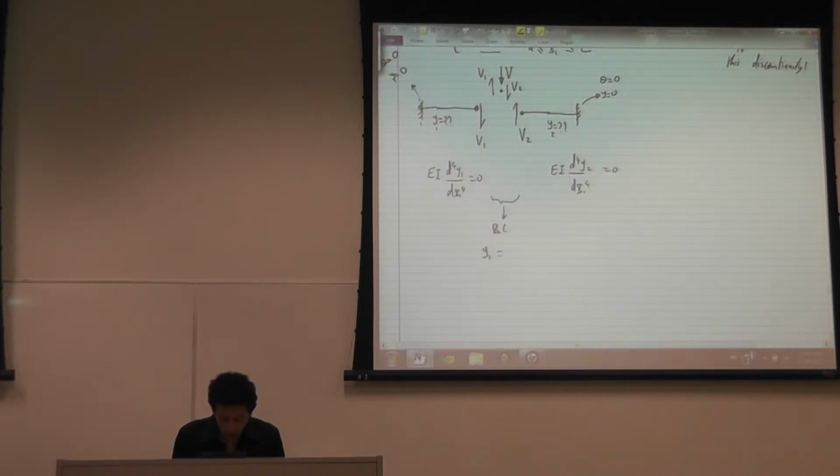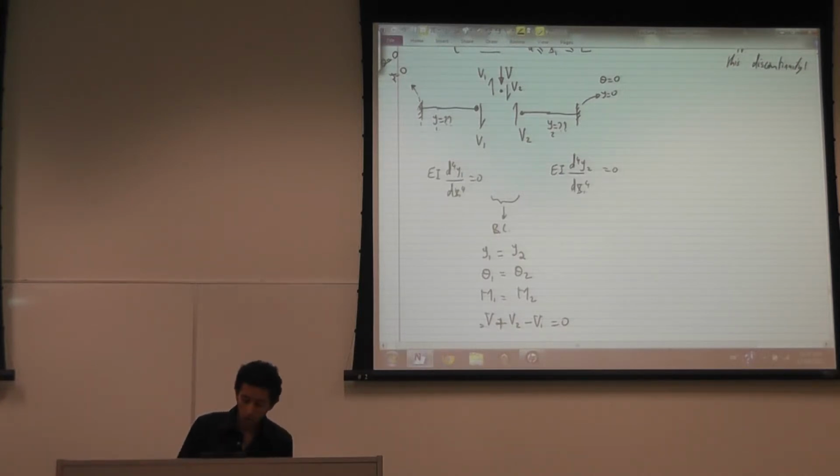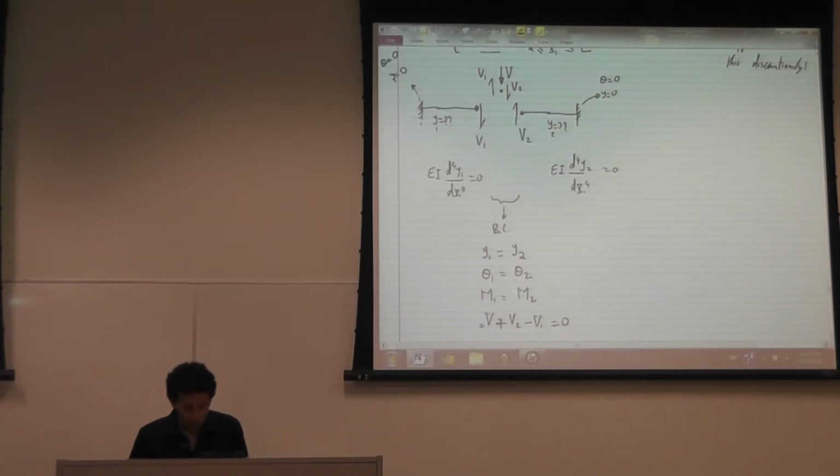The displacement on the left is equal to the displacement on the right. The beam is continuous. The rotation on the left is equal to the rotation on the right. The moment on the left is equal to the moment on the right. And the shear, plus the given shear, plus V2 minus V1 equals 0. So in solving those two differential equations of equilibrium with 4 boundary conditions, you get your solution really quick.